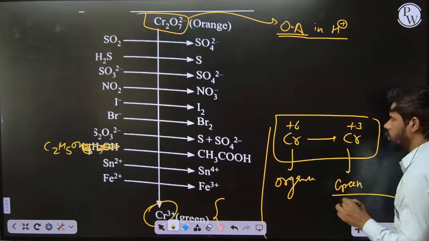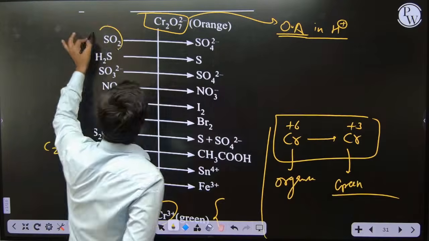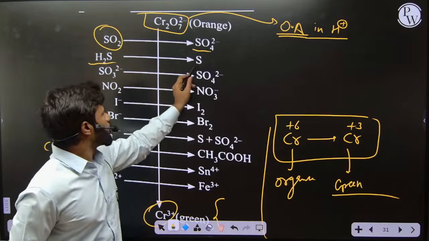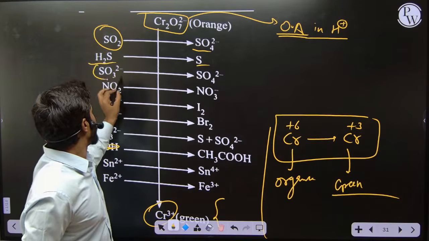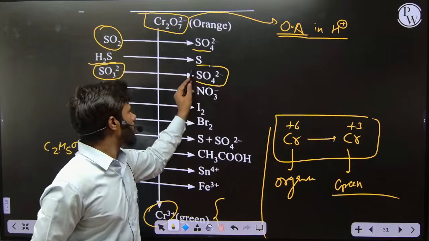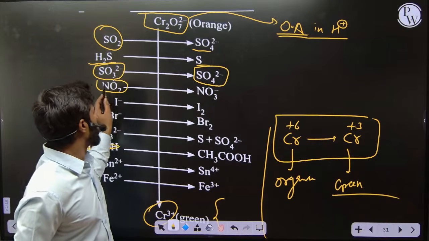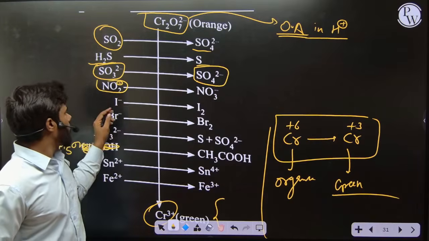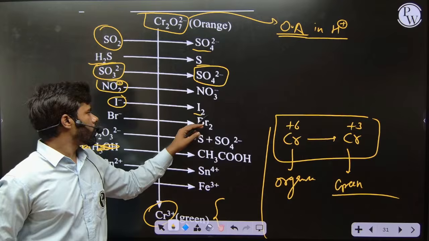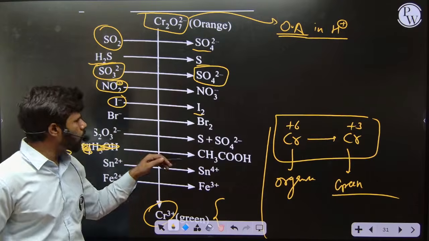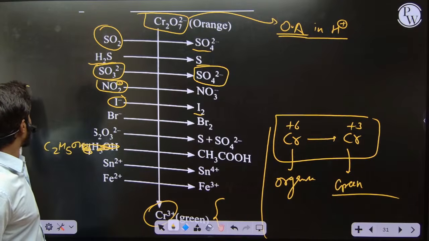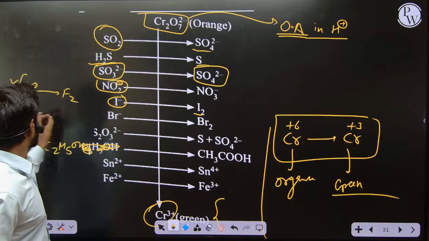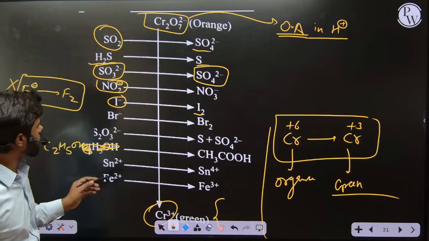From orange to green. SO2 gas will be converted into sulfate. Sulfide will be converted into sulfur, and sulfite will be converted into sulfate. NO2 minus will be converted into NO3 minus. Iodide will be converted into iodine, and bromide into bromine. Fluoride cannot be converted into fluorine; this is not possible by that oxidizing agent.